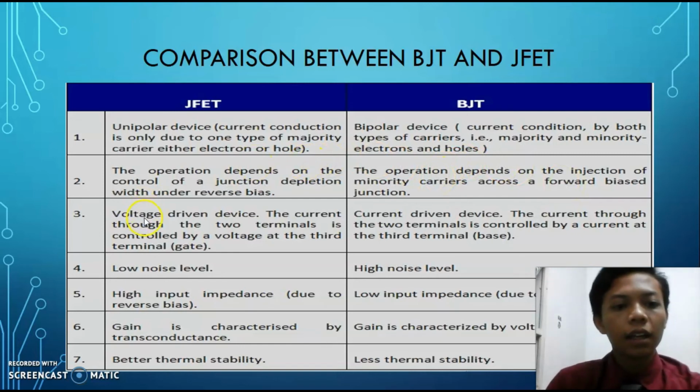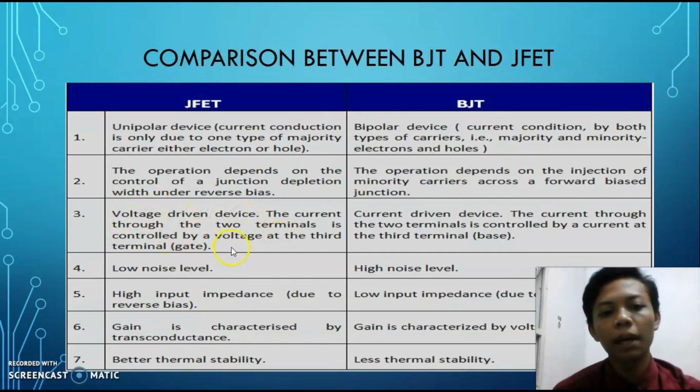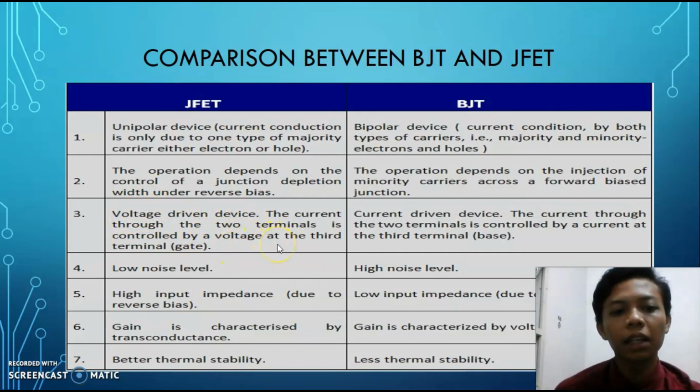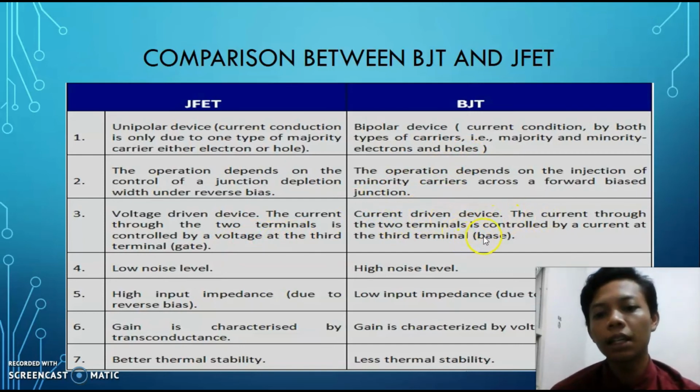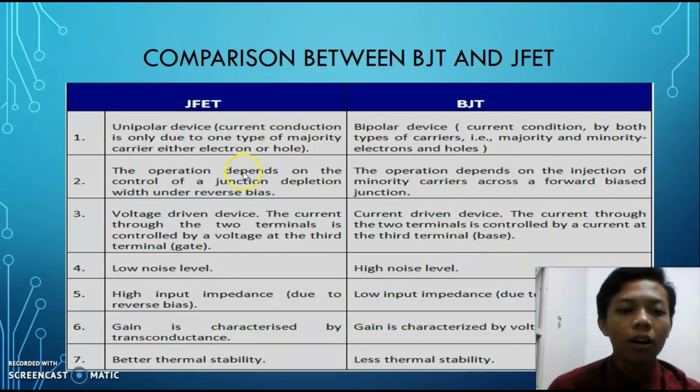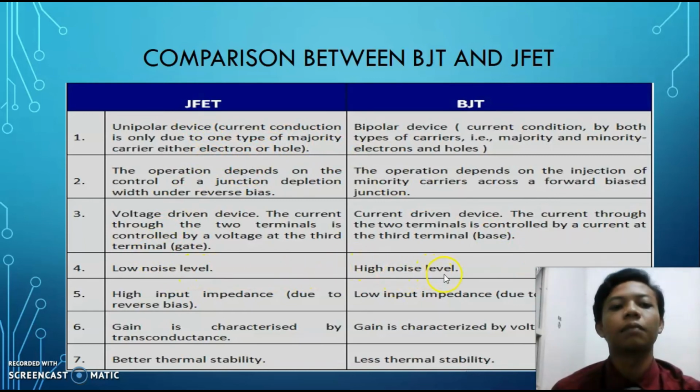Third, the JFET is a voltage-driven device; the current through the two terminals is controlled by a voltage at the third terminal, the gate. The BJT is a current-driven device; the current through the two terminals is controlled by a current at the third terminal, the base. Fourth, the JFET has a low noise level, and the BJT has a high noise level.